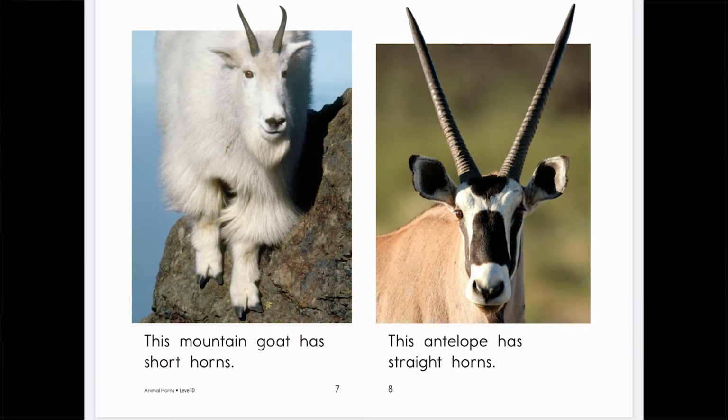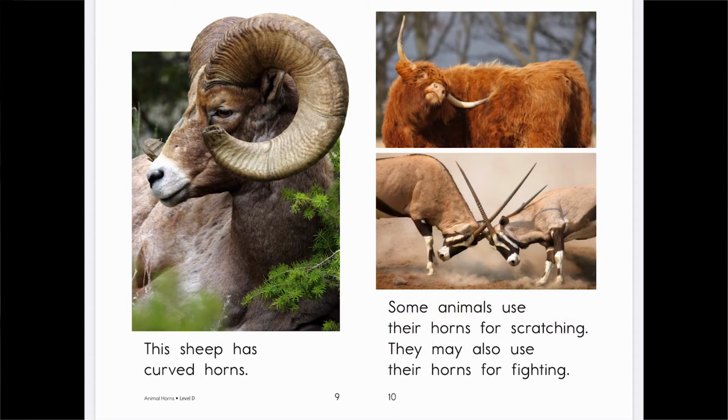This mountain goat has short horns. This antelope has straight horns. Wow, look at those horns, they are straight. This sheep has curved horns. Some animals use their horns for scratching. They may also use their horns for fighting.